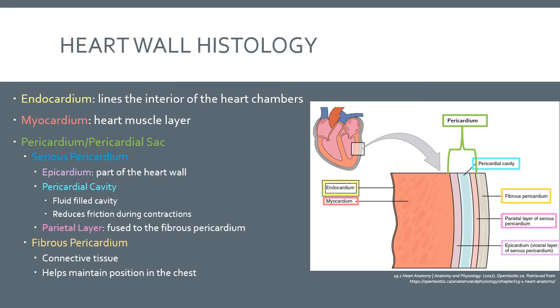The pericardial cavity is a fluid-filled space, and it's actually critical to heart function because it reduces the friction during contractions. If you were experiencing high levels of friction, your heart would not pump as efficiently. So having a fluid-filled space there is critical for normal heart function. And then the parietal layer just helps sort of fuse to the fibrous portion of the pericardium, which is connective tissue, and it helps with positioning the heart within the chest.